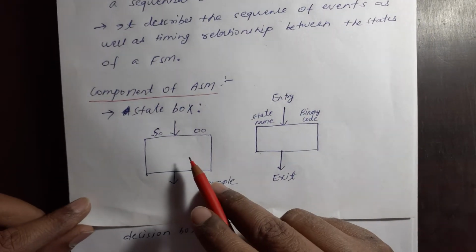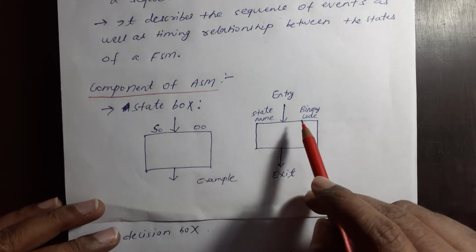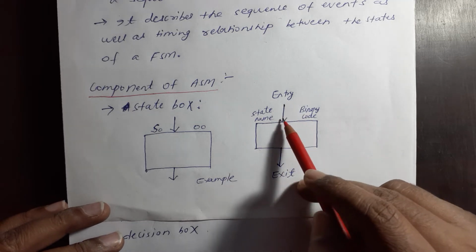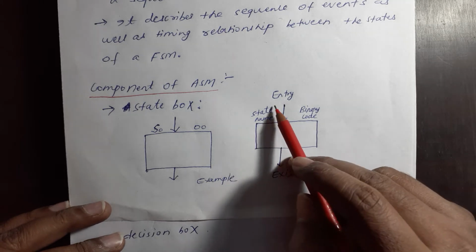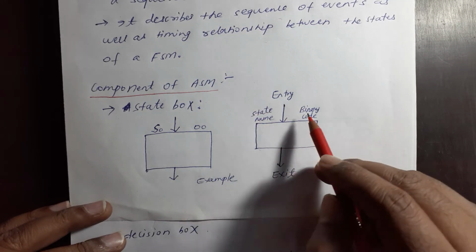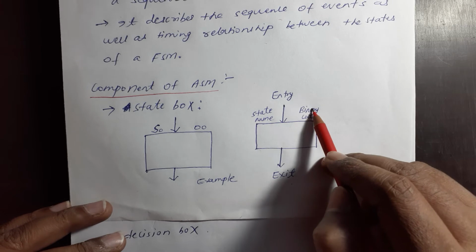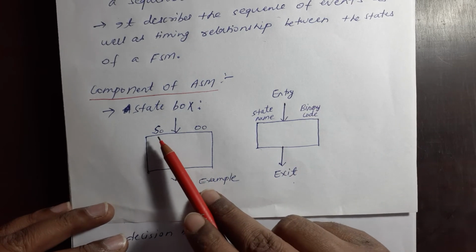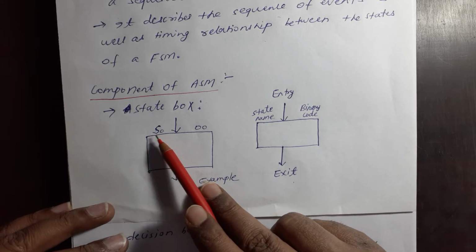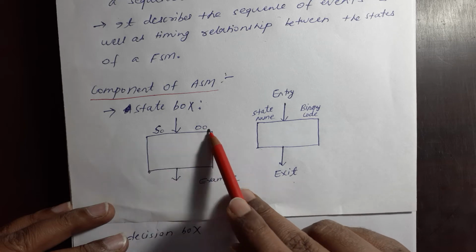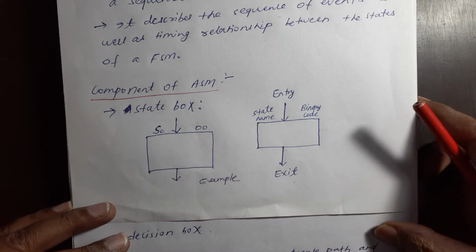So the first one is the state box. It is represented like this. It is represented by a rectangular box, and there is an entry path and an exit path. The state name is shown here, and the binary code for the state is shown here. So for example, if the state is S0, then it is shown here as S0, and if the binary value for that state is 00, then it is shown at the right side of the box. So this is about the state box.